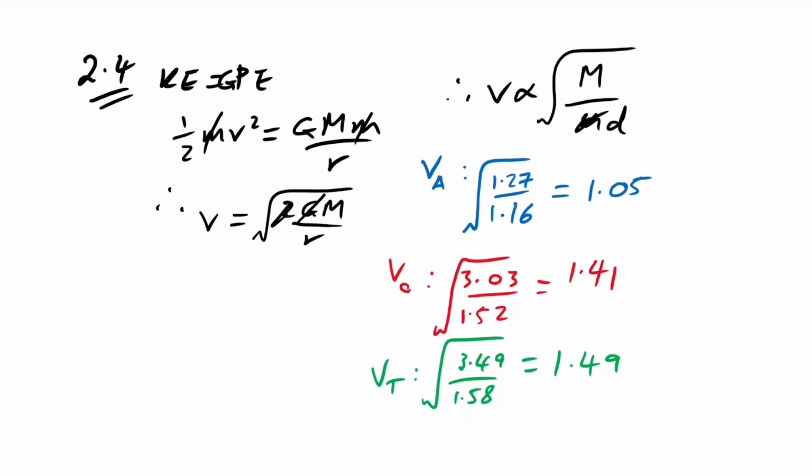So we can see that, relatively speaking, Titania will have the greatest escape velocity. Of course, you could actually find out the actual escape velocities if you wanted to, but because we're just comparing 3 different values, it's all relative. We don't need to do that.